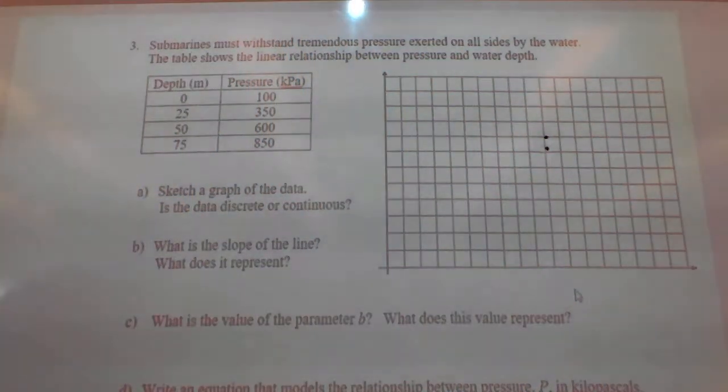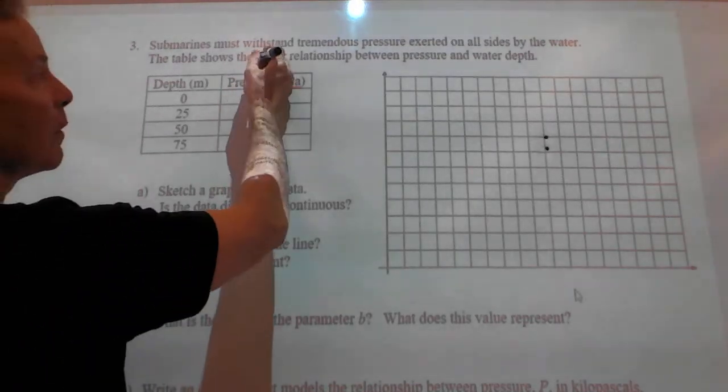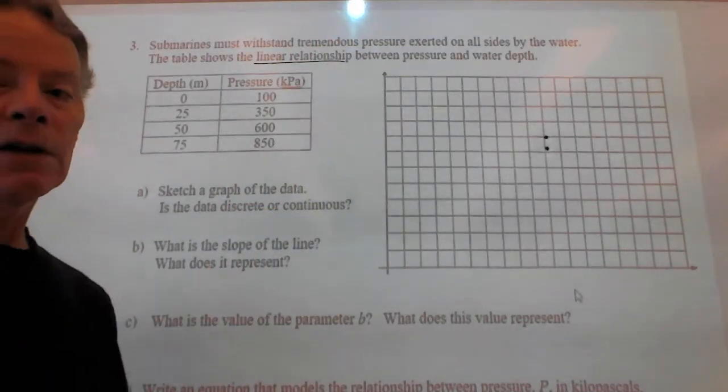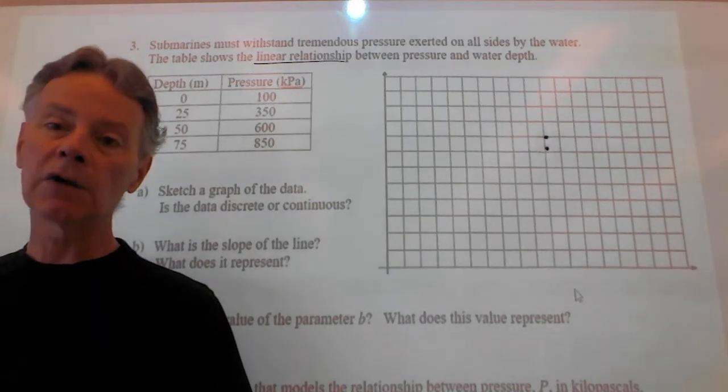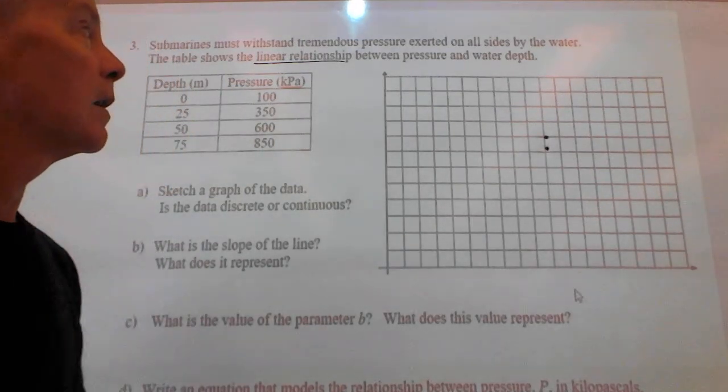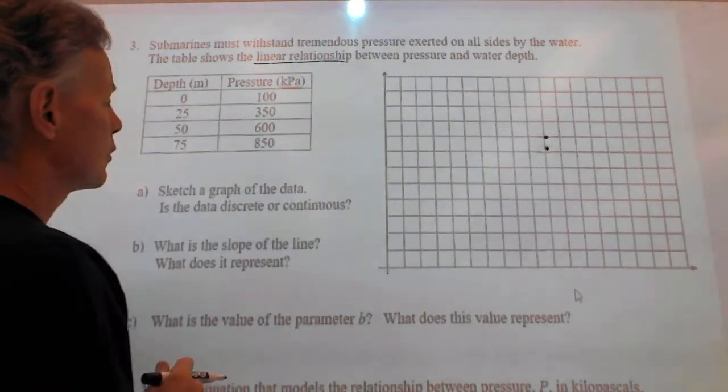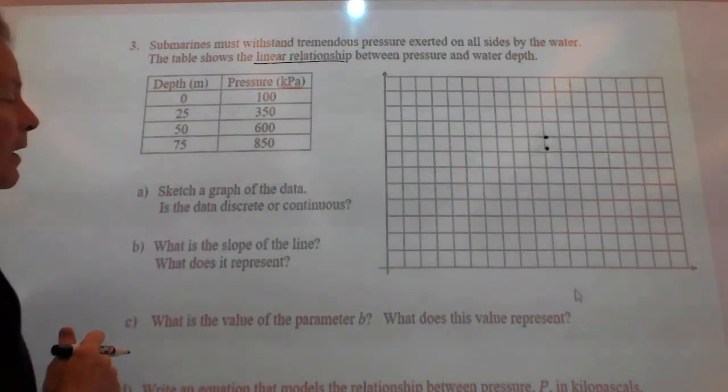Submarines must withstand tremendous pressure exerted on all sides by the water. The table shows the linear relationship. Why is that important? It tells you that you're going to get a straight line, right? Because any linear relation will form a straight line between pressure and water depth. Sketch a graph of the data.